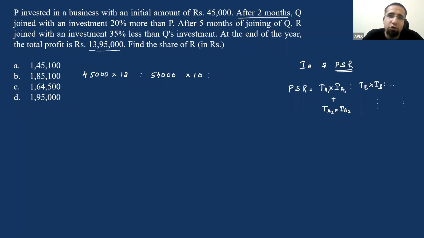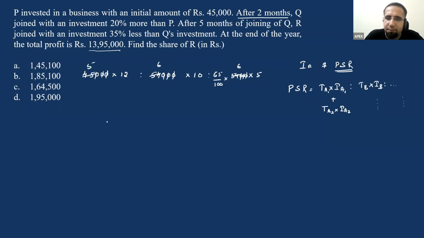Now, after 5 months of joining Q, that means R joined the business after 7 months. That means R's money was in the business for 5 months. 35% less, I'm keeping it in the fraction form, that is 65 by 100 of Q's investment, that is 54,000. Let us keep it like this to simplify because these are my 3 zeros which will get cancelled. Clear?